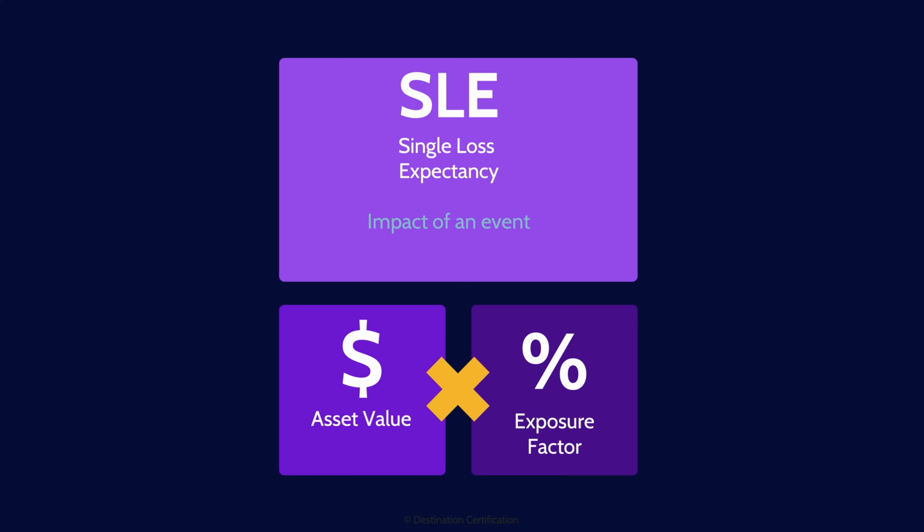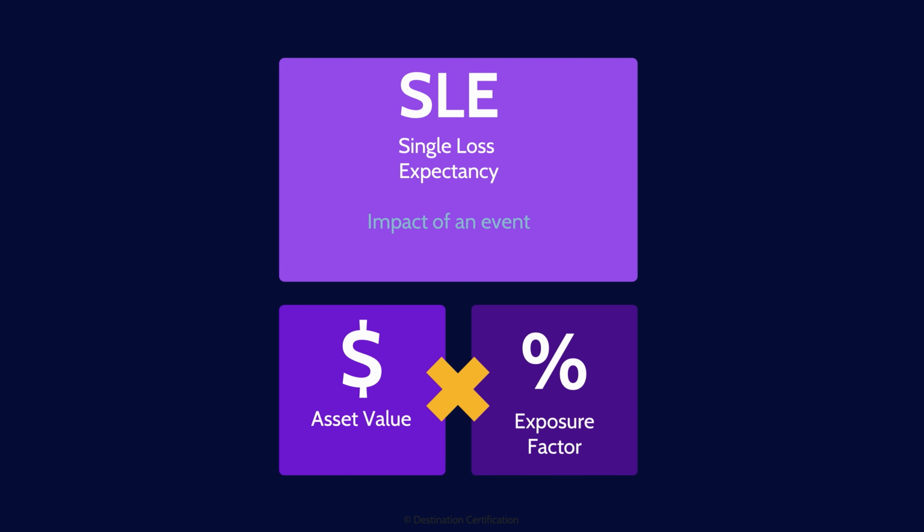The asset value is simply what the asset is worth, and the exposure factor is a percentage that represents what portion, if you will, of that asset you are expecting to lose should the risk materialize. An exposure factor of 10%, for example, means that you expect to lose 10% of the asset should the risk occur. An exposure factor of 100%, on the other hand, would mean that you expect to lose all of the asset if this risk happens. So, to calculate the single loss expectancy, you have to multiply the asset's value with the exposure factor, and that will tell you how much it's going to cost the organization if the risk occurs just once.